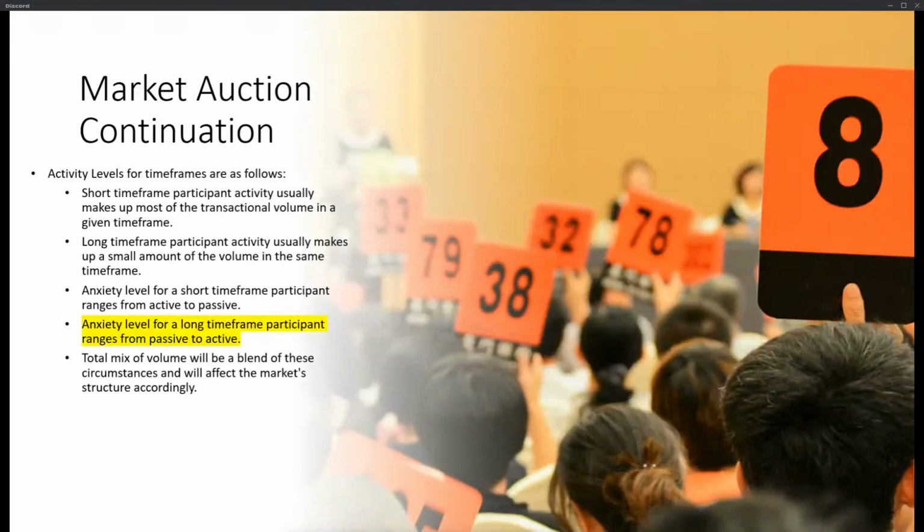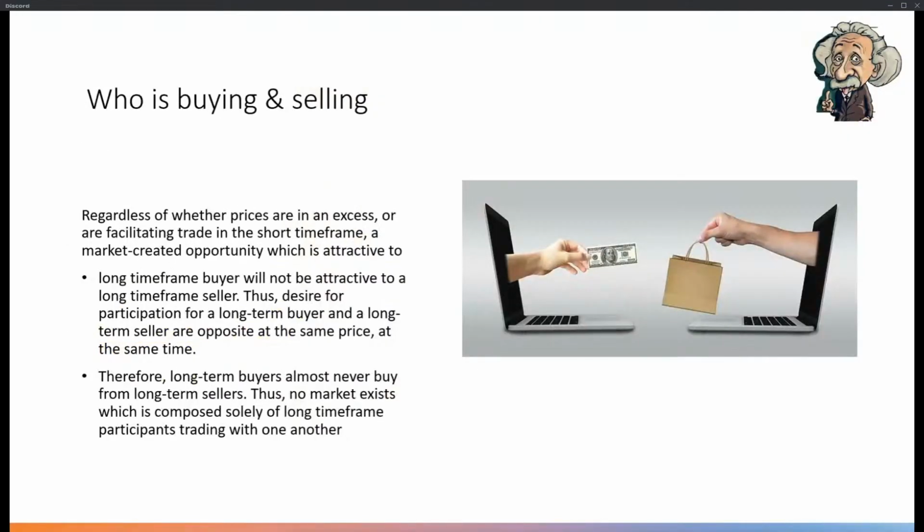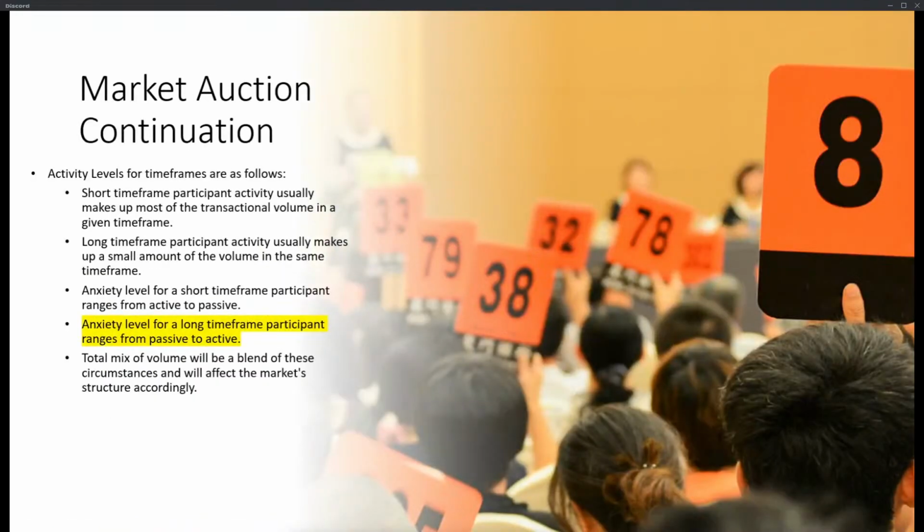I think we covered this. This is about anxiety levels, right? I don't think you guys can use that necessarily to trade, but it just kind of gives you the anxiety level. For a long-term trader it goes from passive to active. For us, it's usually active to passive, right? So what's that mean actually? I'm sorry, on the previous video, you didn't cover this part, so I didn't know. What do you mean by active to passive? Like psychological level or activity level?